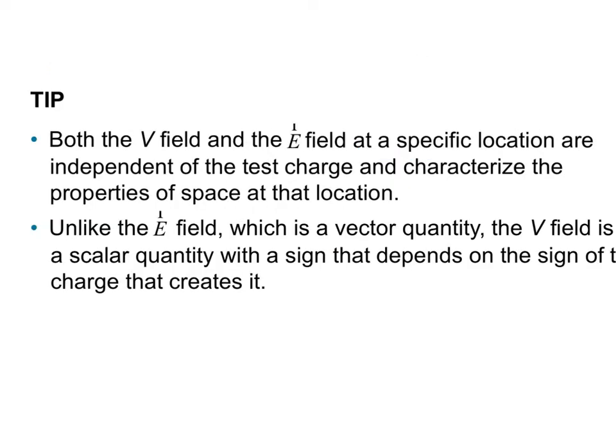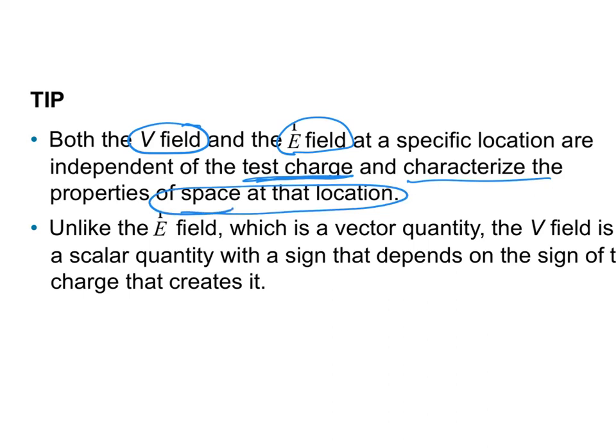You notice that the potential field, we call it the V field, and the E field at specific locations are independent of the test charge. So the size of the test charge doesn't affect the magnitude of those two things, because the test charge is really small compared to the charge that creates the field. Just like the Earth creates a gravitational field, it's really large, and our masses don't affect that gravitational field. We're like the test charge with our mass. And instead, they characterize the properties of the space at that location. The properties of that voltage field and that E field are totally dependent on location.